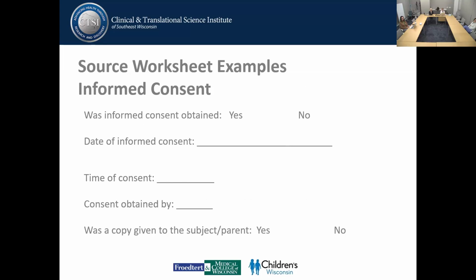And this is just a simple example of things that could be asked during the informed consent documentation. Was it obtained? The date of it, the time, who was it obtained by? Was a copy given to the subject? Again, just a very short list of questions that need to be answered.